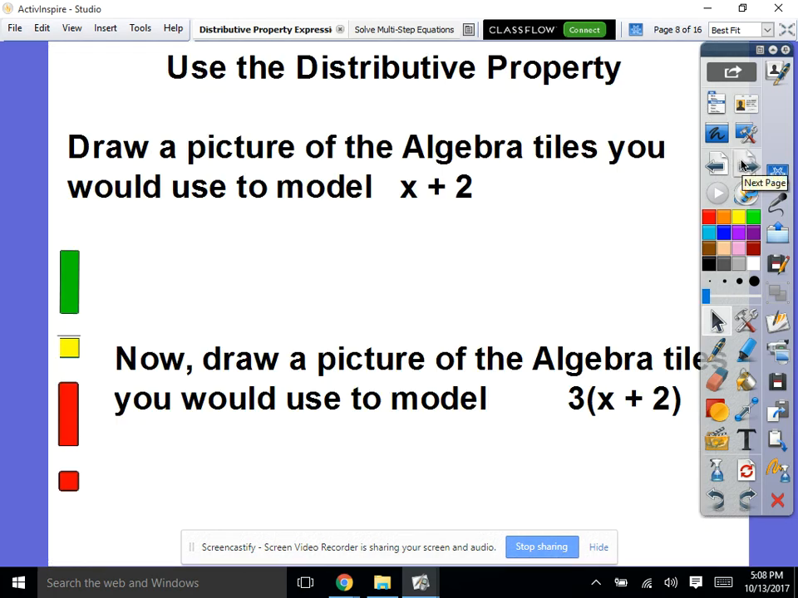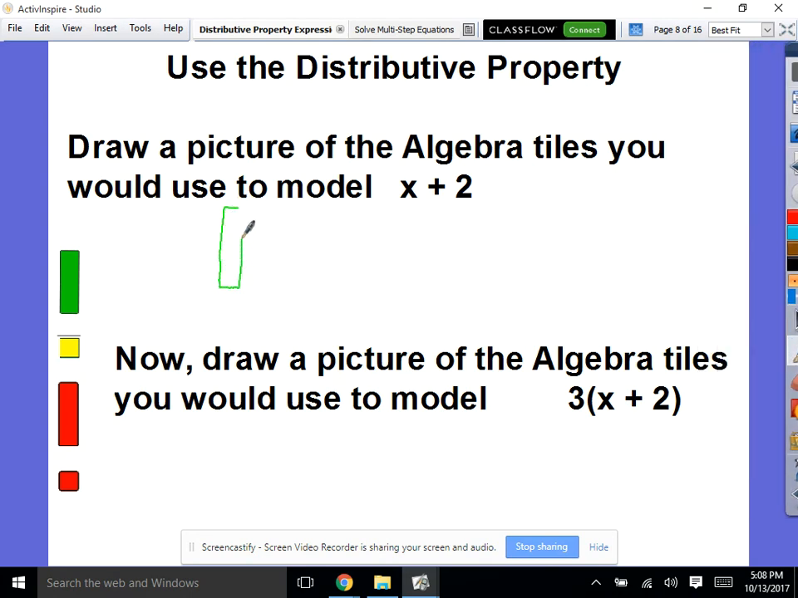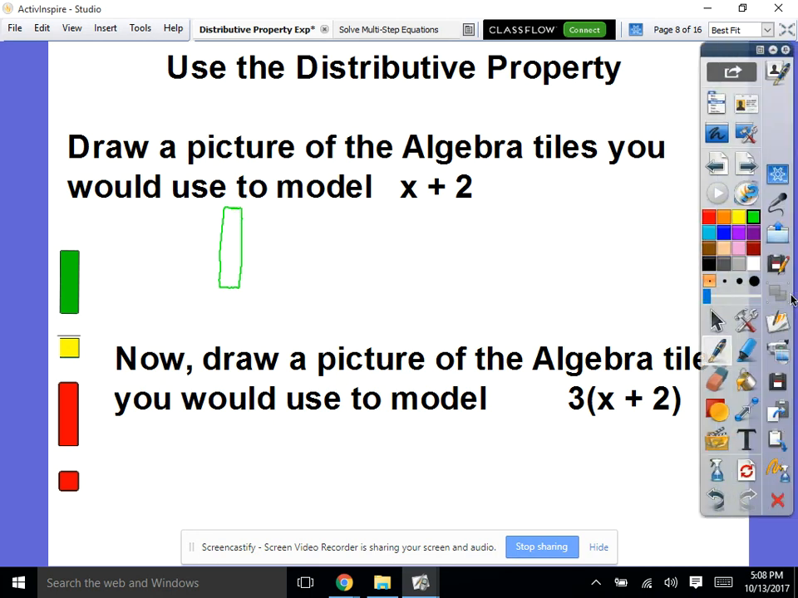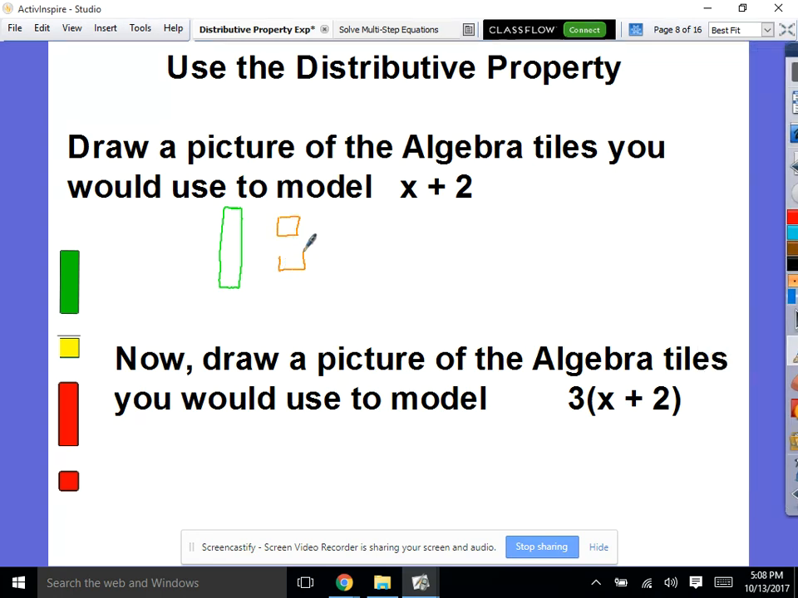All right, to use the distributive property, I want you to draw a picture of the algebra tiles you would use to model x plus 2. So I would use, let's see if I can do green, x, and then plus 2 would be yellow. Let's make it this color so you can see better. X, so that says x plus 2.